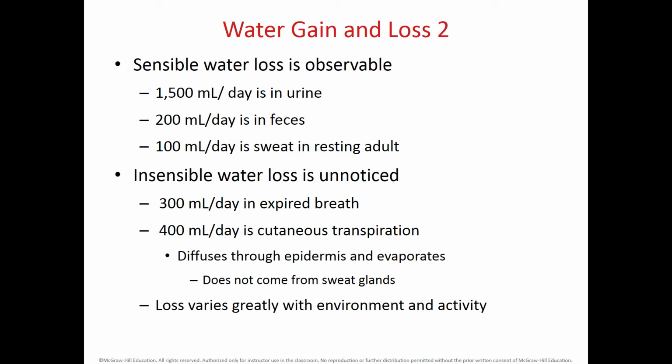Basically, it will be the amount of water that we produce through metabolic water. If you remember, we produce 200 milliliters of metabolic water, and we can lose it through the feces. So up to there we can say that we have an equilibrium for those two categories. Now, another sensible loss of water is when we sweat. In a resting adult, we lose around 100 milliliters of water per day.